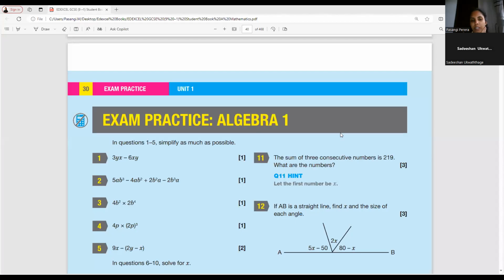Okay, so that otherwise we have to waste our time on marking. I'll mark them and send them back to you.